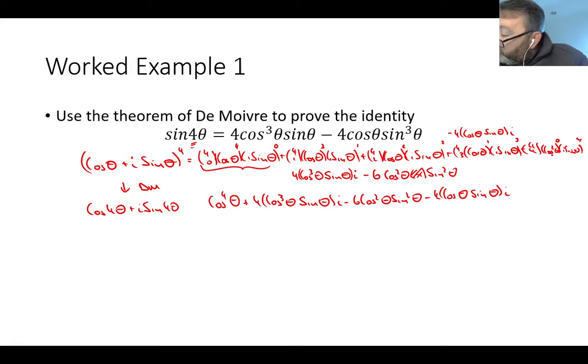Okay, and the last term is 4c4, which is 1. Anything to the power of 0 is 1, and we end up with i to the power of 4. Now i to the power of 4 is the same as minus 1 by minus 1. It's i squared by i squared, which is 1. That gives me finally just plus sine to the power of 4 theta.